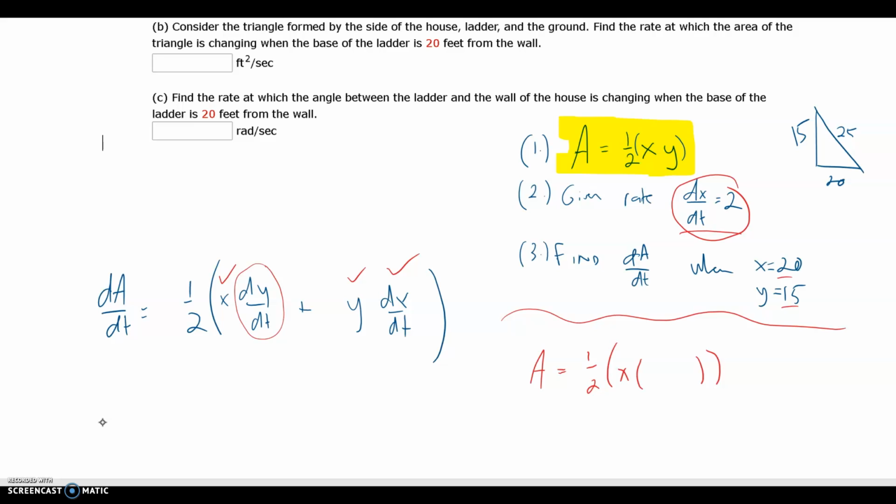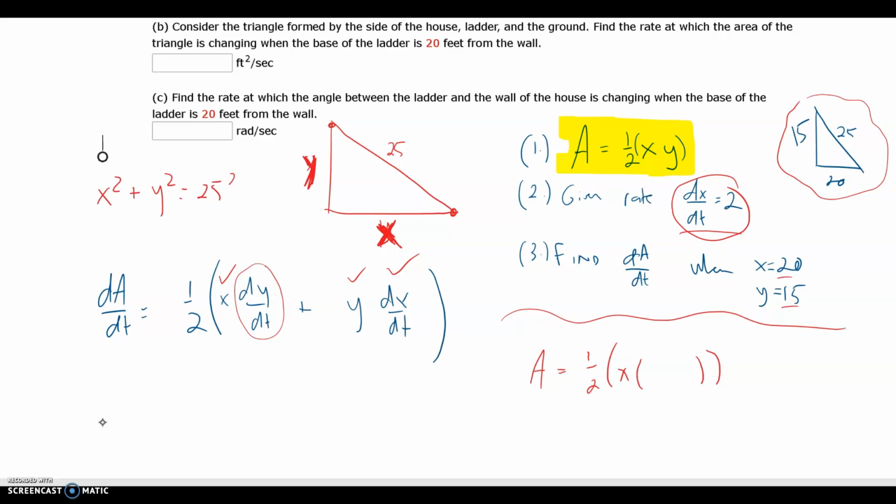So if I go back to my picture, now be careful, it's not this picture. This is just one moment in time. We need the variable picture, that is, as this triangle changes. This is always 25 because it's a ladder. That's not changing. But these two values are changing, right? So the idea here would be to sub out y, basically, is what we're doing. And you know this is true: x squared plus y squared equals 25 squared.